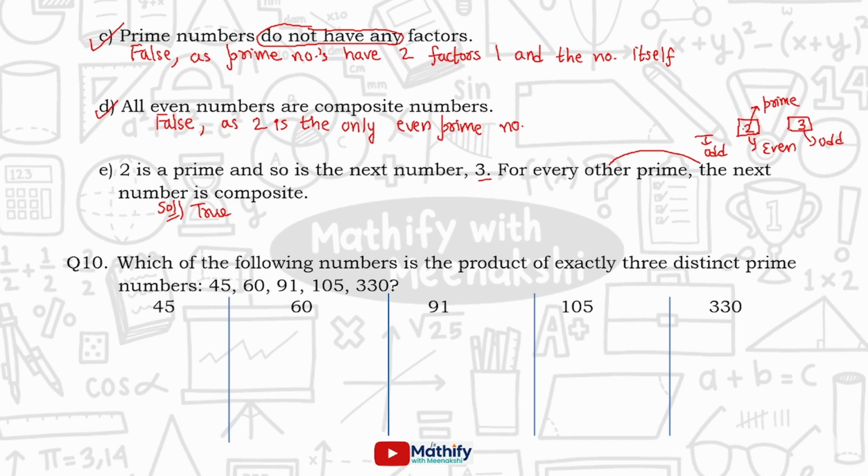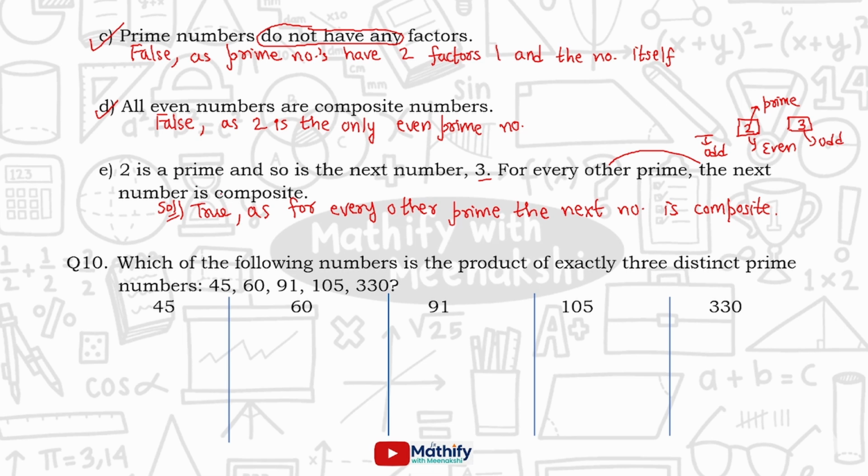But for the rest, you know that if any number is prime, then it should be odd, and the next number is even, and that can't be a prime number. So that is true. I will write the same reason, as for every other prime, the next number is composite. And I explain the reason too, because all the prime numbers other than 2 are odd, and the next number is even, and that is always composite.